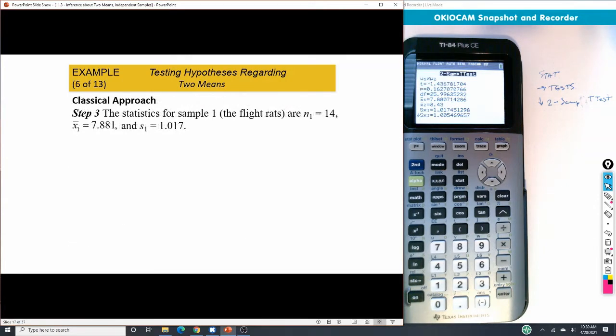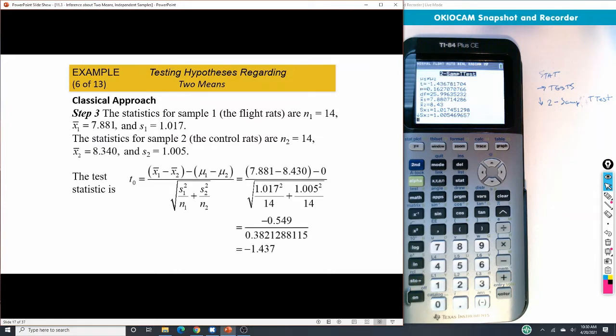And so we need to pay attention to those items, okay? So when they do their test statistic, T, they get negative 1.437. Well, what do we get right up here at the top? Negative 1.437 when we round, okay? And so that calculates it right there for us when we put those in, all right?